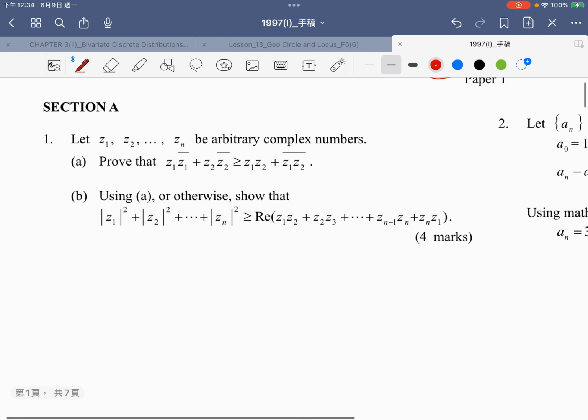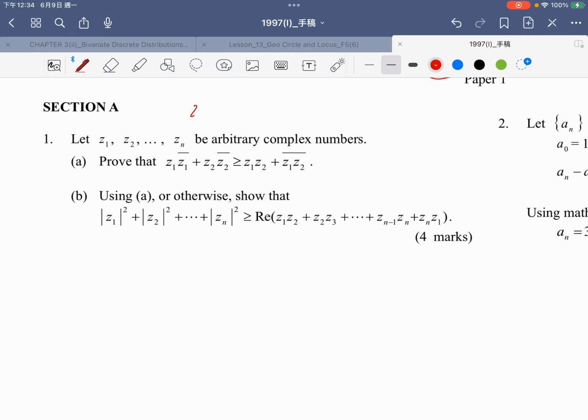First, for any complex numbers Z1, Z2, and so on to Zn being arbitrary complex numbers. Prove that Z1 times the conjugate of Z1 plus Z2 times the conjugate of Z2 is greater than or equal to Z1 times the conjugate of Z2 plus Z1 times Z2, the conjugate of this one.